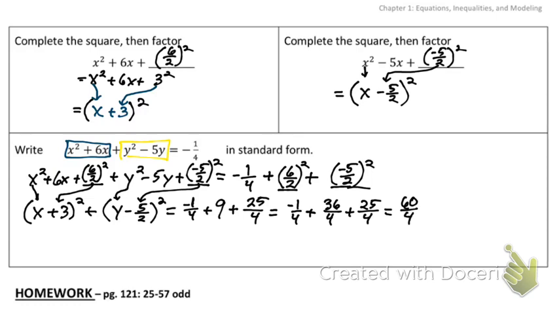Divided by 4, what's 60 divided by 4? Oof. I'll go with 15 on that one. So our equation is now x plus 3 squared plus y minus 5 over 2 squared equals 15. So now I have my h value is negative 3. So this is a circle centered at negative 3, positive 5 over 2 with a radius of square root of 15. That now it's actually doable to actually work with it.